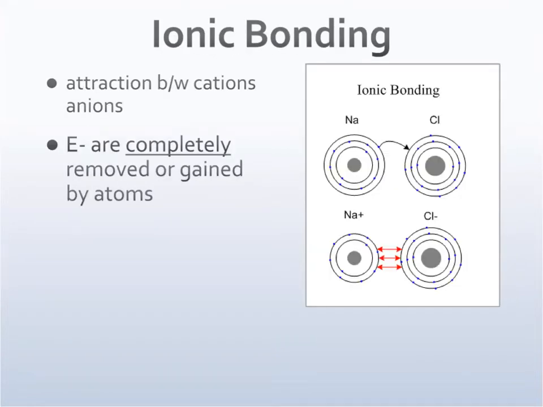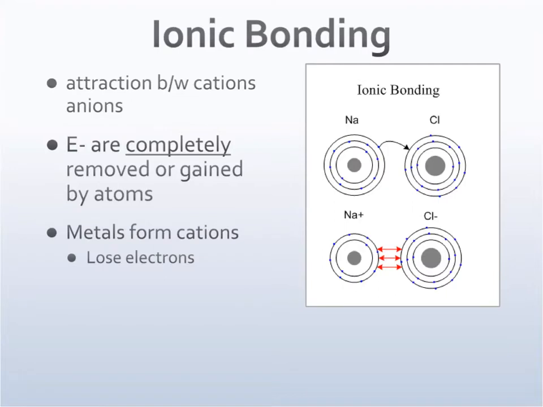This is just another view of the same thing. Ionic bonds are attractions between positive and negatively charged ions, attractions between cations and anions. And in ionic bonding, the main characteristic is that one of the elements completely gives up its electrons and the other element will completely gain the electron, and there's no sharing involved. And that is basically the definition of an ionic bond. Electrons being completely removed or gained.